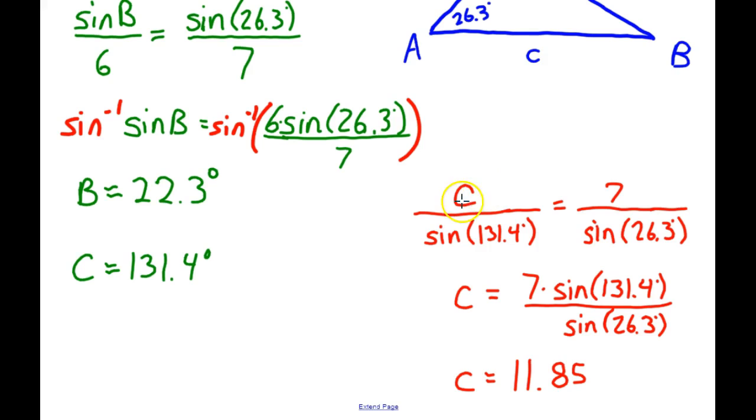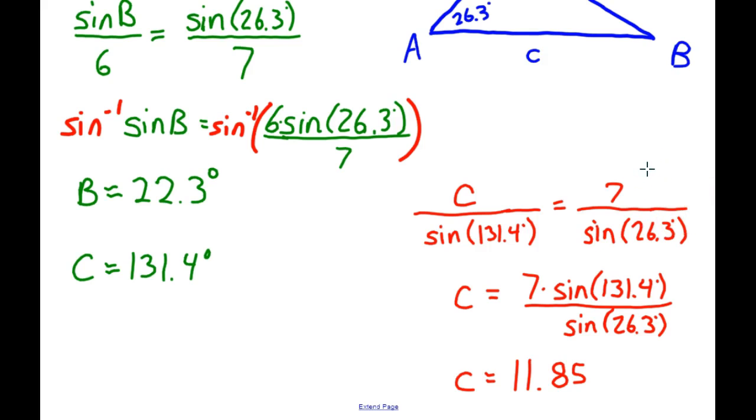So you can set up C over the sine of 131.4 degrees, set that equal to 7 divided by the sine of 26.3 degrees. Then you isolate to get C by itself, and if you plug that into a calculator, you get C is approximately 11.85 units.